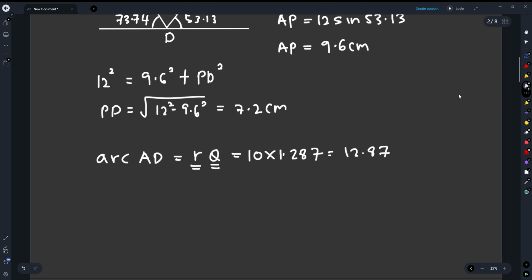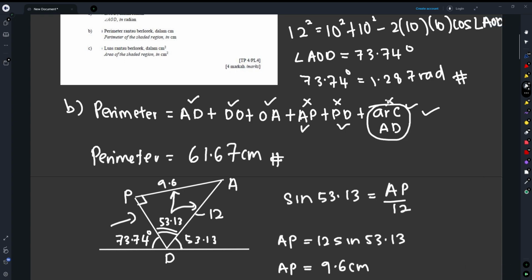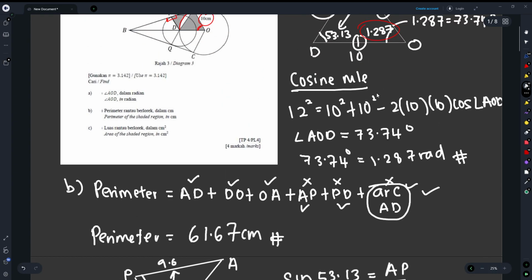So I already have all the required information right now. So I can add up and find the perimeter. When I add up everything, I will actually get around 61.67 centimeter. Please take note, this is the answer. Okay, very simple. I don't show you the working one by one because it will make the video very long. I want to make it short and sweet. So it's your duty to sit down and do the working and make sure your answer is the same as mine.